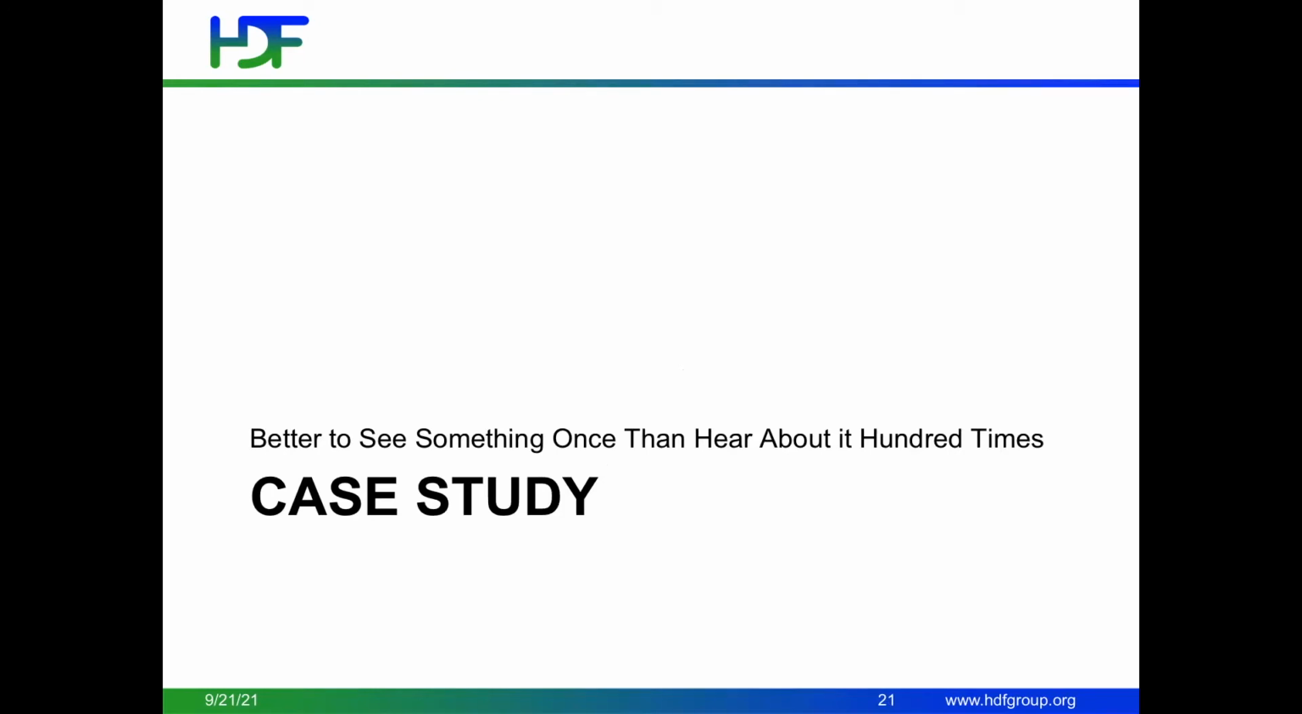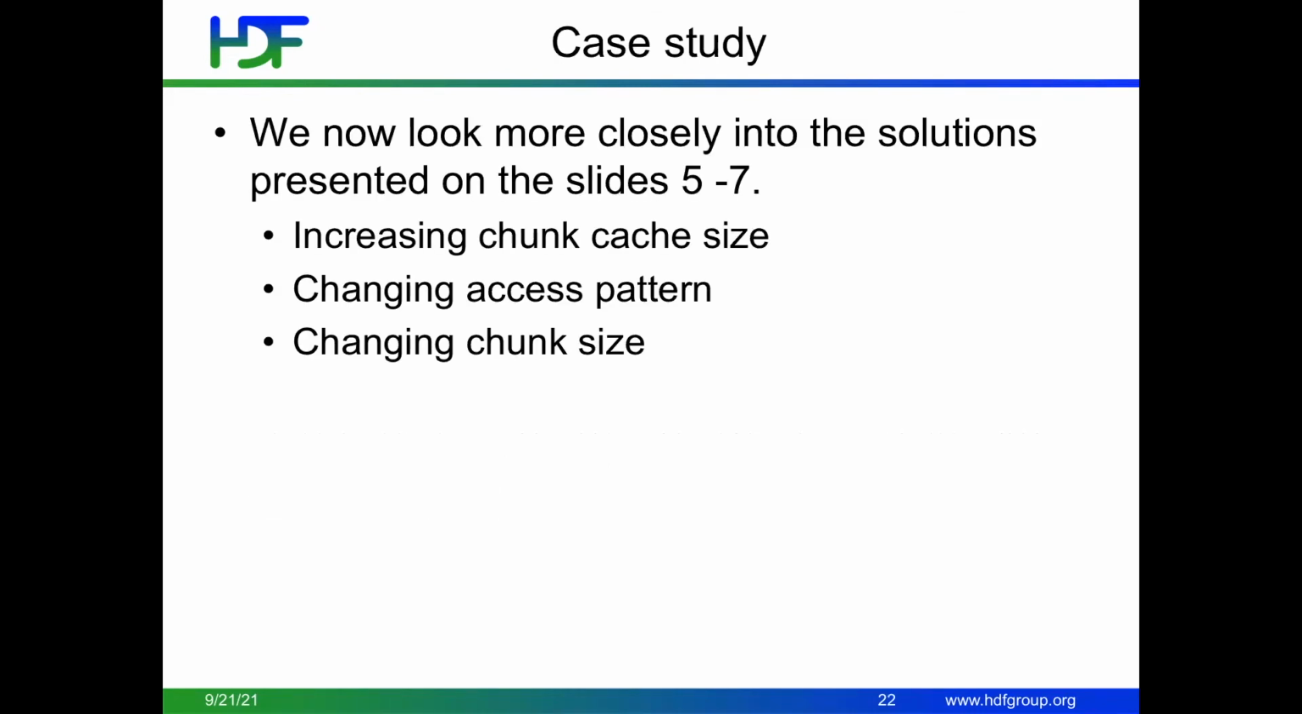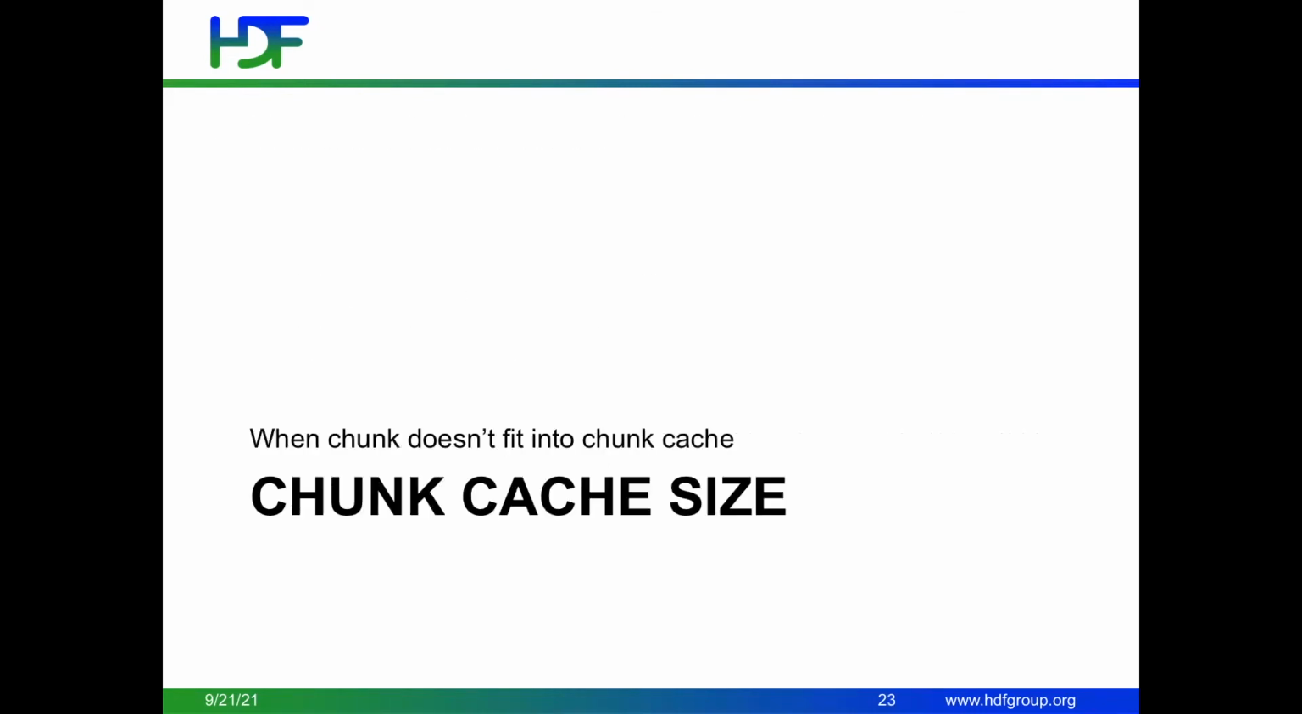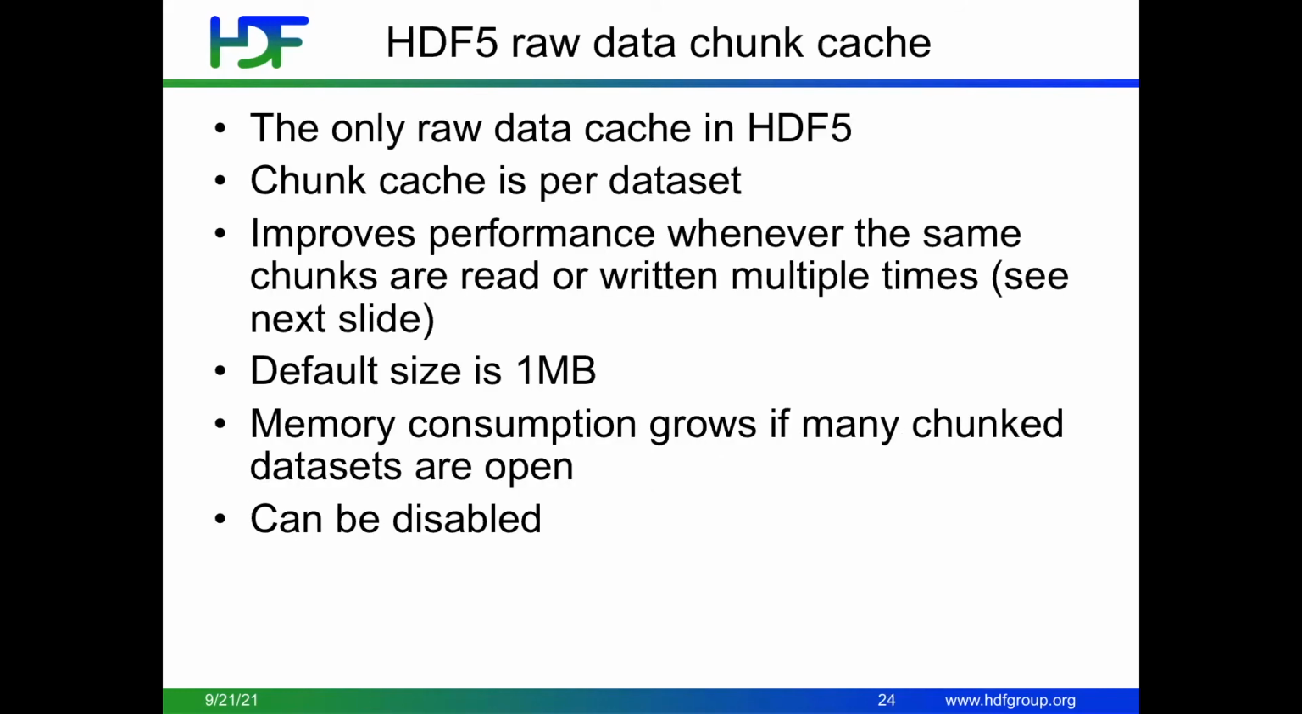Now let's go to a case study that will show why those three parameters that we talked about, changing the access pattern, changing the chunk cache size, and the chunk size in general, help the performance. So let's first look at chunk cache size. Just a quick overview of what it is.